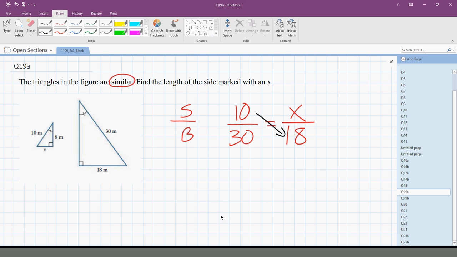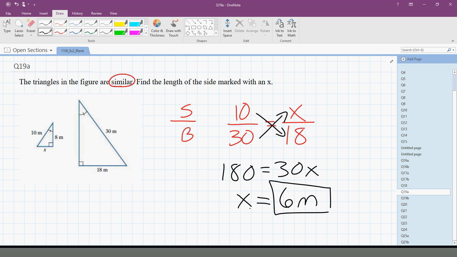Yes. Good. So 10 times 18, that's 180, equal to 30 times x, which is 30x. Remember, that's called cross multiplying. And what are we going to do now? Divide. Perfect. So we're going to divide both sides by 30, and we end up with what? 6 meters. Meters. Does that make sense? It's all about matching up your corresponding sides.